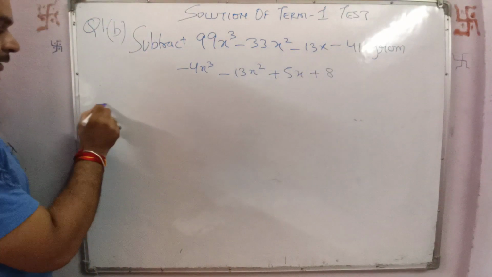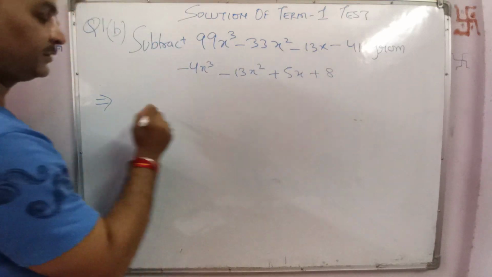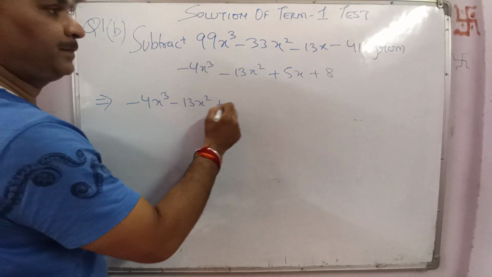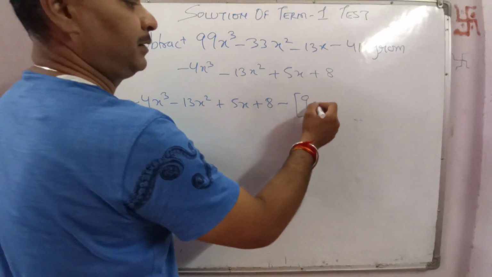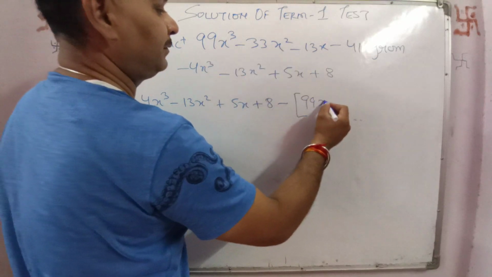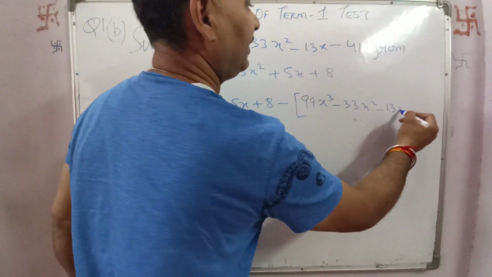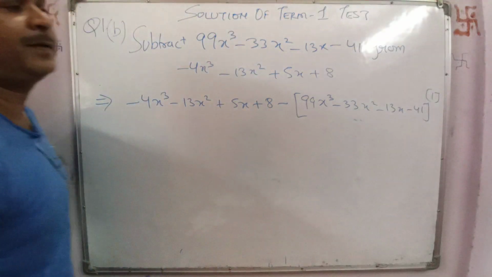So how are we going to write this? We have to subtract this expression from this, so we will write this expression first. Minus 4x cube minus 13x square plus 5x plus 8 minus, now we'll put this in a bracket, 99x cube minus 33x square minus 13x minus 41. Now this step gives you 1 mark.